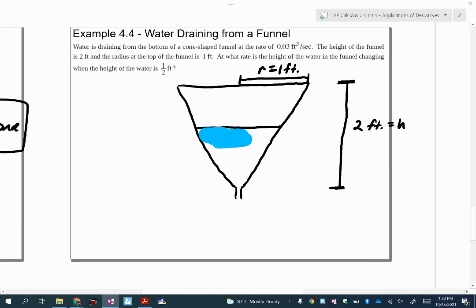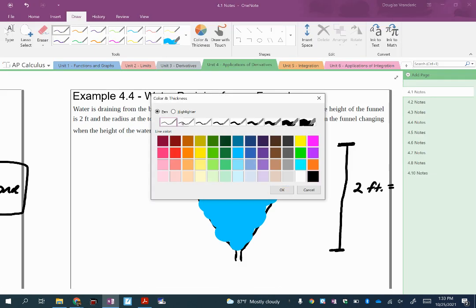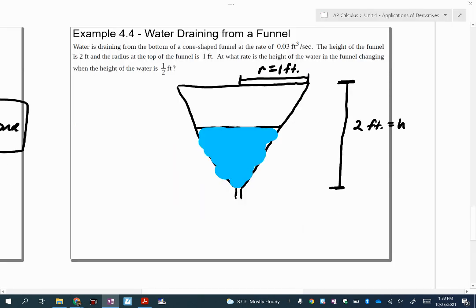Let's see, there we go, not too bad. So essentially, here's my water in the cone. All right, and we're trying to figure out at what rate the height of the water in the funnel is changing when the height of the water is half a foot. So this is the height of the water, which is half a foot. So height equals 1/2 a foot. All right, and then I'm not sure what this new radius is going to be.